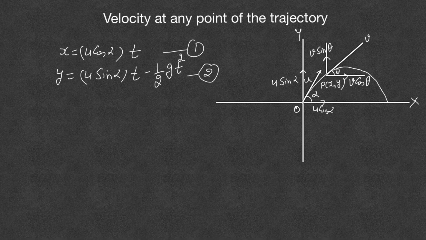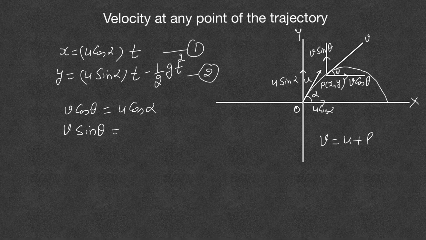So if we have resolved the velocity into two components at point P, the first component is V cos theta, which will be the same because the horizontal component of the velocity at every point remains the same. So V cos theta will be equal to u cos alpha, and V sin theta will be equal to, we know an important relation, v equals u plus ft, where v is the velocity at any time t.